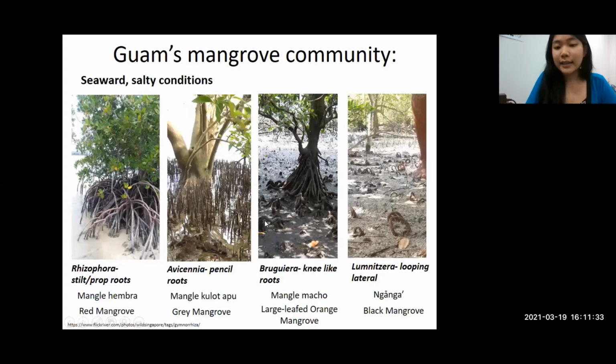Bruguiera has knee roots. They look kind of like knobby growths around the tree. And then at the very base of the trunk, buttress roots. And then Lumnitzera has these looping lateral roots, so they make little loops on the sand. Lumnitzera is a little bit less seaward. It's a little farther from the shoreline.